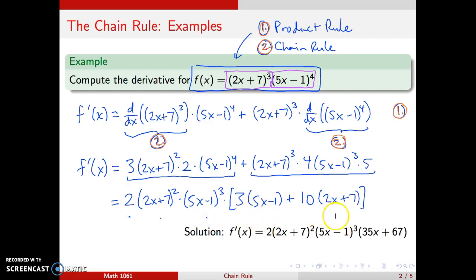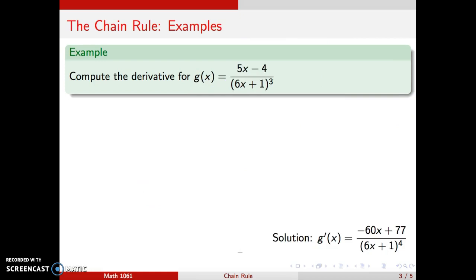And if you expand, you'd have, what, 15x plus 20x, there's your 35x. 10 times 7 is 70, minus 3, there's your 67. So we've got our solution. I'm just showing how we got there. Again, this is a little bit trickier because we're doing multiple steps. You have to recognize that we do the product rule and then the chain rule.